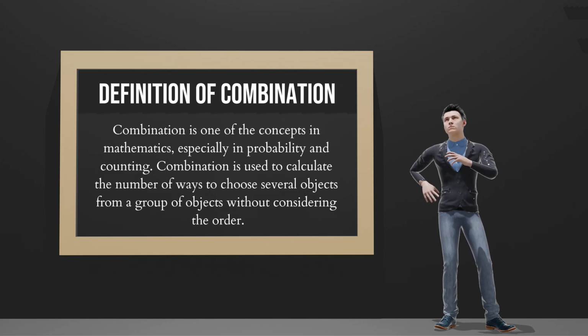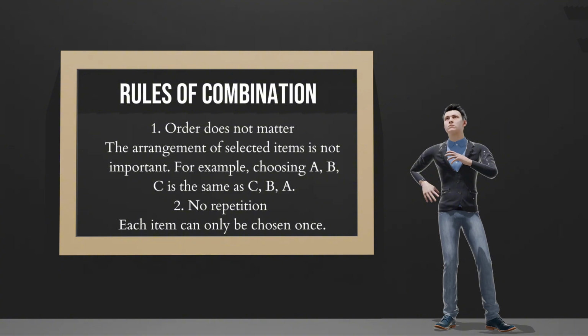This means that the arrangement or sequence of the chosen items does not affect the result. In other words, combinations focus only on which items are selected, not on how they are arranged. For example, selecting students A, B, and C is considered exactly the same as selecting C, B, and A. Since the order does not matter, both selections are counted as one single combination. This concept is what distinguishes combinations from permutations. In permutations, the order of arrangement is important, whereas in combinations it is not.